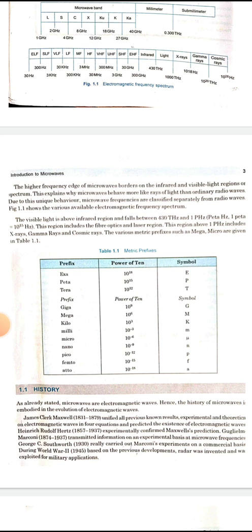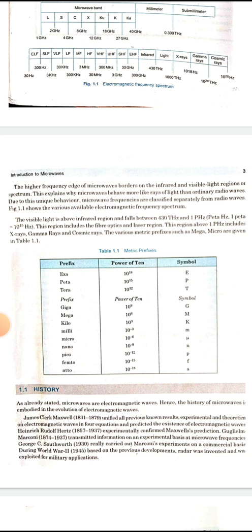After exa, we observe peta. Peta is 10 raised to power 15 and its symbol is capital P. Then tera, 10 raised to 12, and its symbol is capital T. Then giga, 10 raised to 9, symbol capital G. Then mega, 10 raised to 6, symbol capital M. Then kilo, 10 raised to 3, symbol K. Then milli, 10 raised to minus 3.